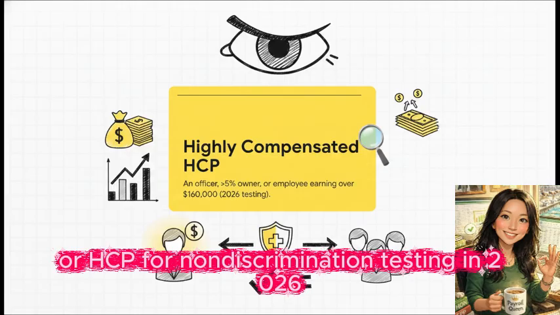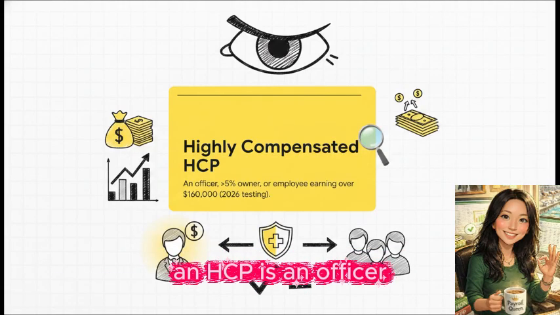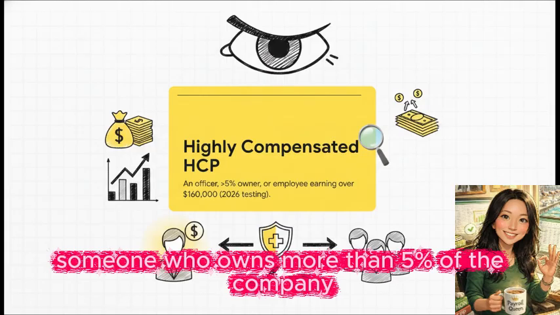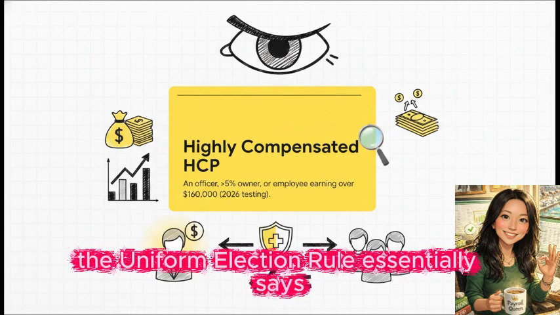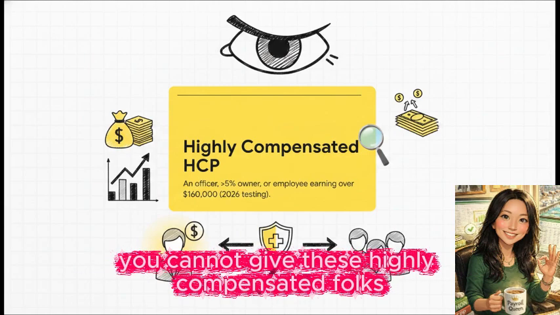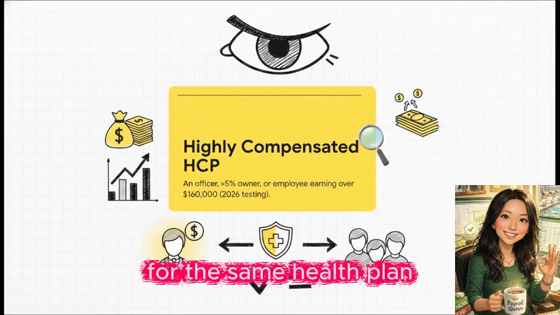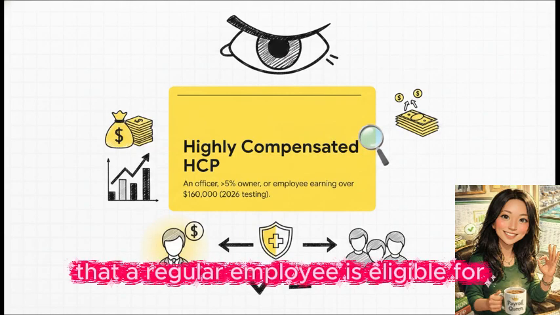For non-discrimination testing in 2026, an HCP is an officer, someone who owns more than 5% of the company, or an employee earning over $160,000 in the prior plan year. The uniform election rule essentially says you cannot give these highly compensated folks a larger employer contribution for the same health plan that a regular employee is eligible for.